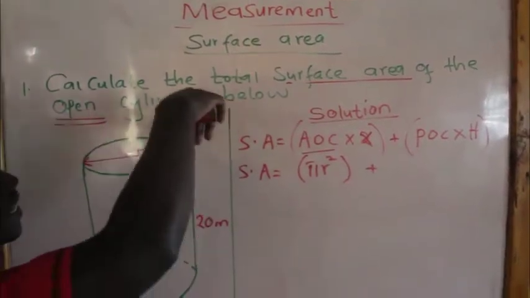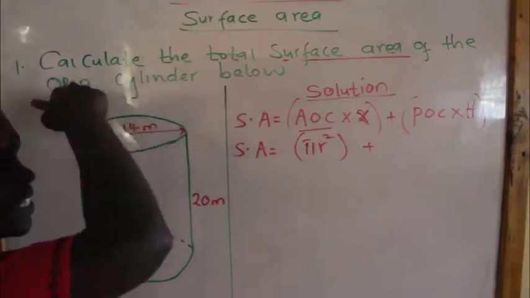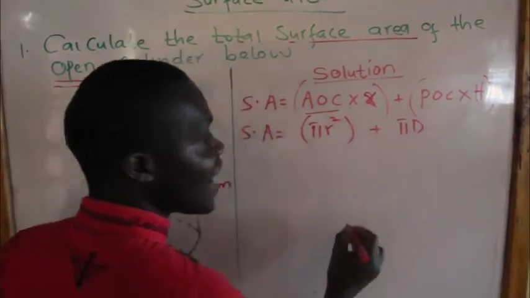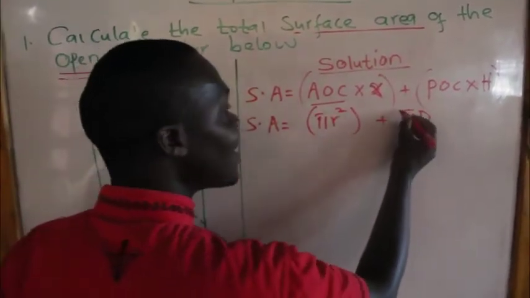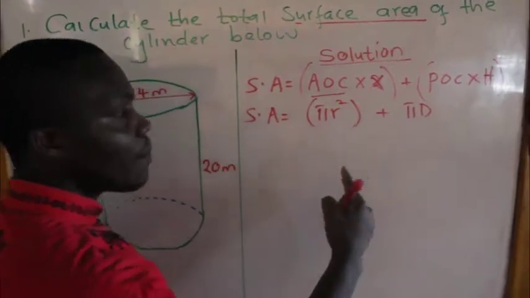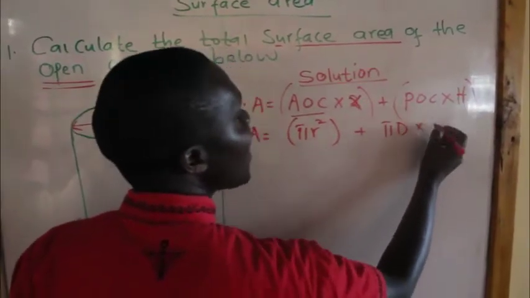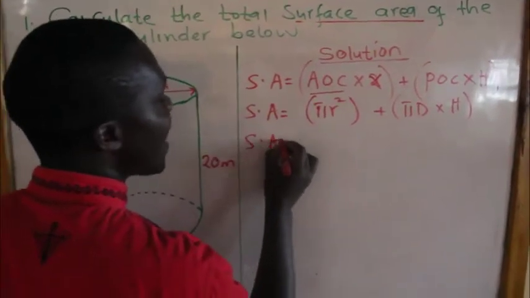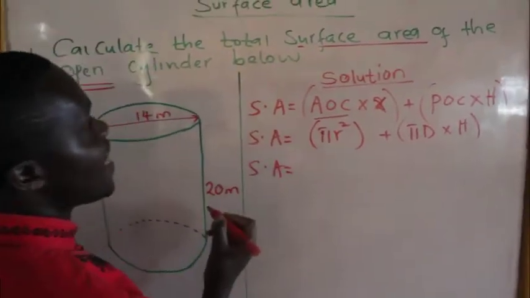The cross section is a circle. Perimeter could also mean the circumference of the circle, and the circumference of a circle is pi d. Because it is a full circle, I could write 1 pi d, but we are not encouraged to write 1 pi d. Then times the height. So what I have done here is interpret my formula.